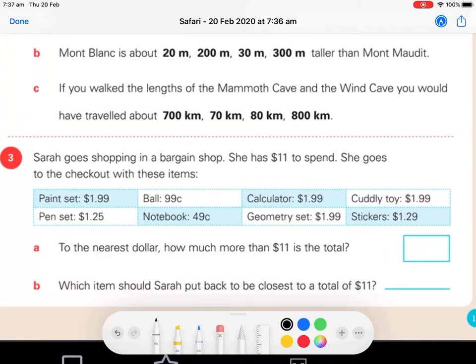Sarah goes shopping in a bargain shop. She has $11 to spend. She goes to the checkout with these items. Cool. So the nearest dollar, how much more than $11 is a total? So I would go through and just round all of these to the nearest dollar. And once I've finished rounding them all, I'd add them up and see how close she is to that $11. Which item should Sarah put back to be the closest to a total of $11? Is one there that's obvious it's going to round kind of down to nothing.